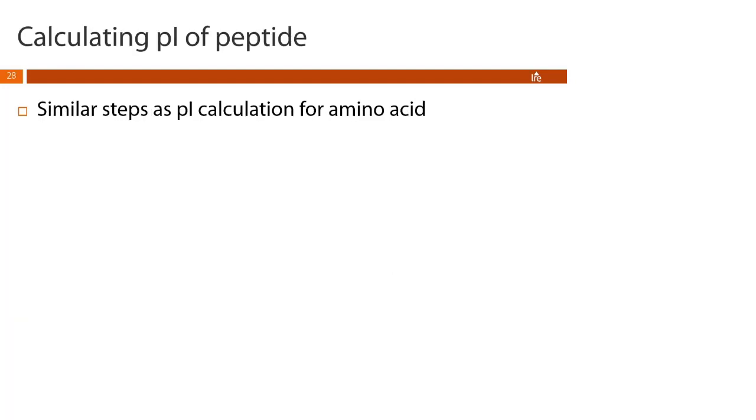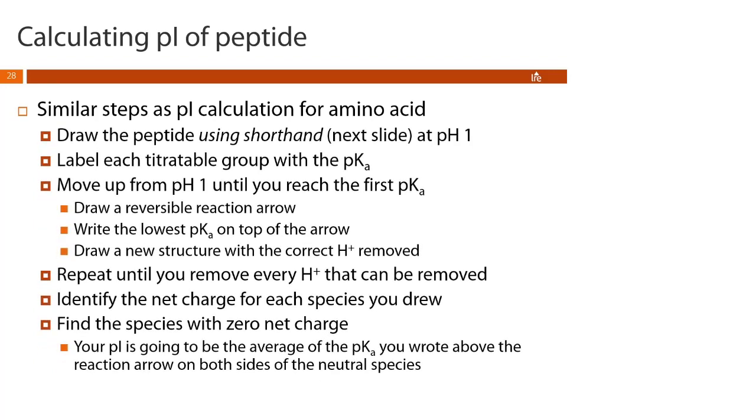Okay, so just like we can calculate the isoelectric point of a single amino acid, we can do it for a longer polypeptide or oligopeptide chain. It's going to have similar steps. What we're going to do is draw the peptide using what I call shorthand, and I'm going to show you that in the next slide. We're going to start at pH 1 just like we did with amino acids. We're going to label each titratable group with the pKa, move up from pH 1 until we reach the first pKa, draw a reversible reaction arrow and write the lowest pKa on top of the arrow. Draw a new structure with the correct H+ removed. And then we're going to repeat this until we remove every proton that can be removed.